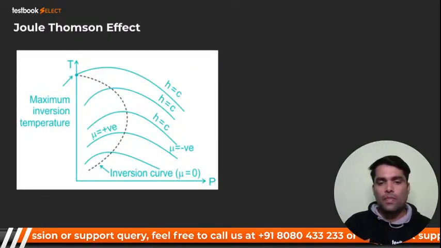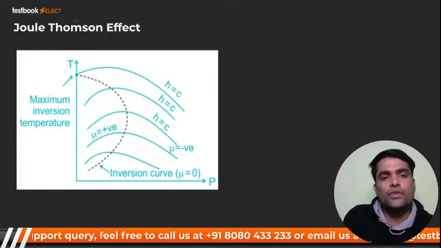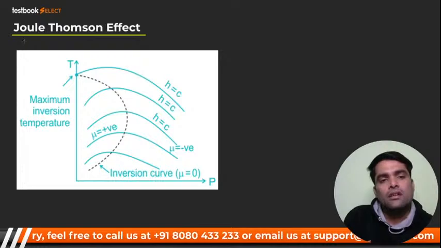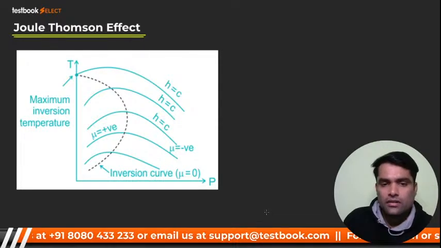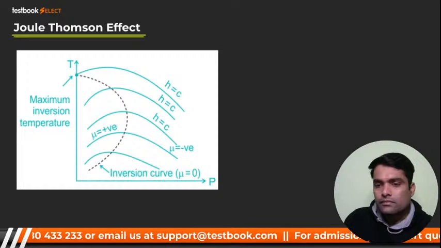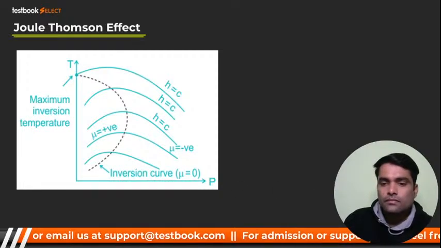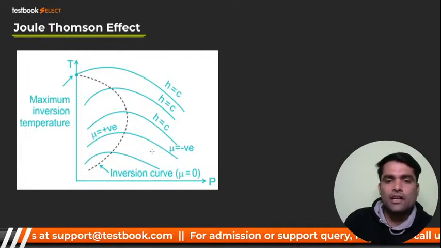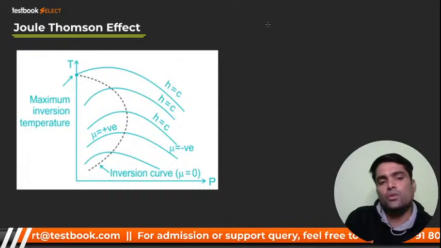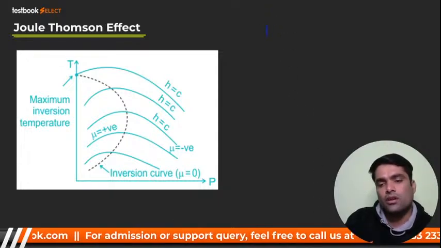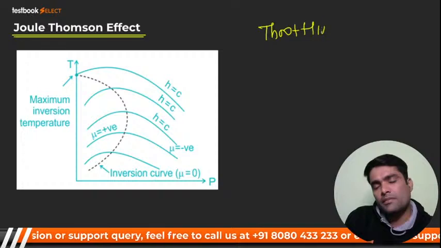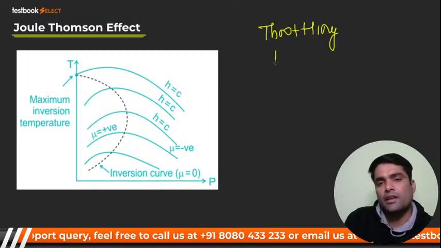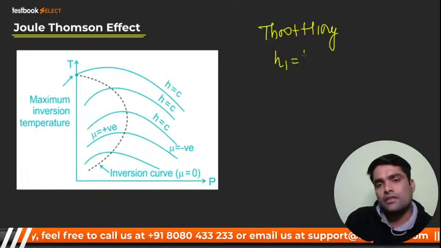Okay, here we go. The Joule-Thomson coefficient, the JT coefficient, the Joule-Thomson effect. Here you have the Joule-Thomson coefficient, and you know it applies to an isenthalpic process, that is, throttling. What is throttling? Throttling is nothing but an isenthalpic process, that is, enthalpy remains constant. H1 is equal to H2.